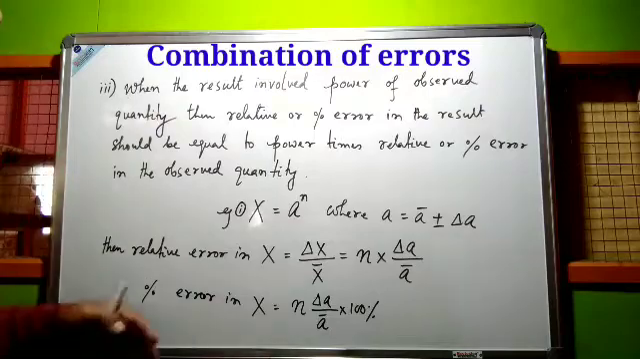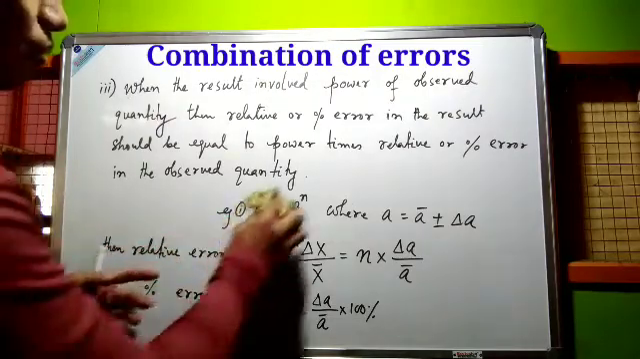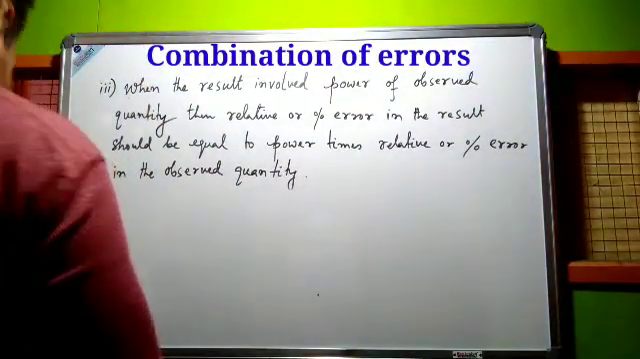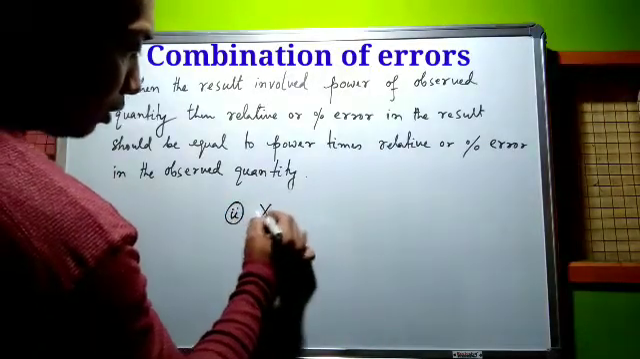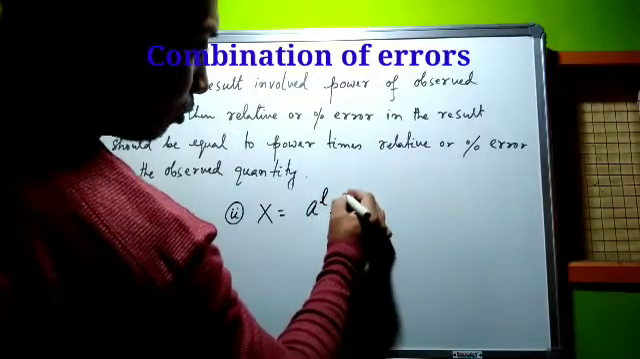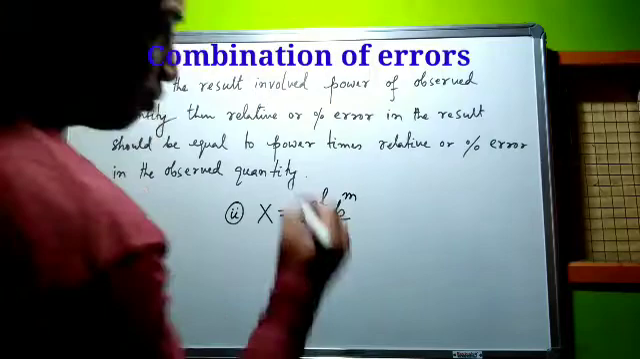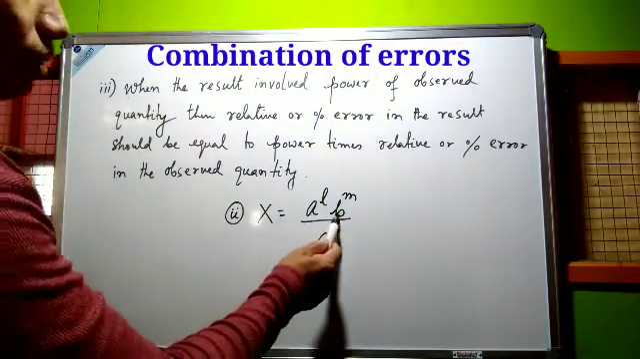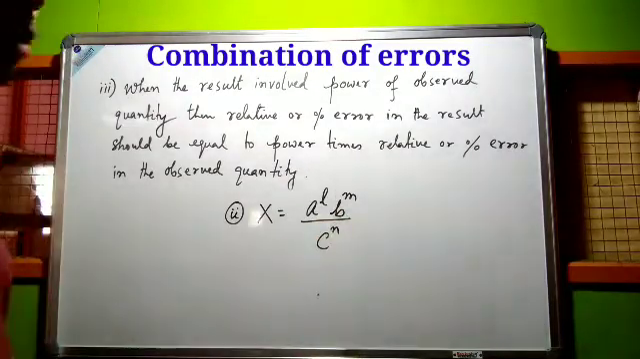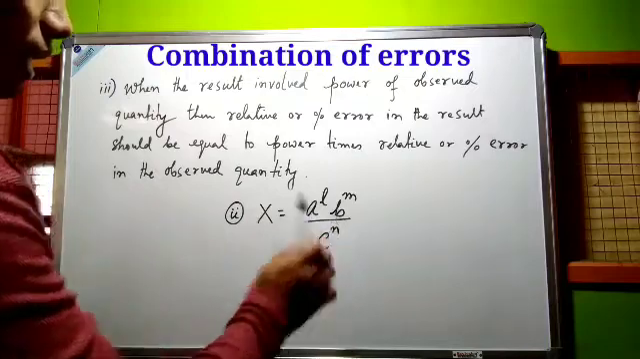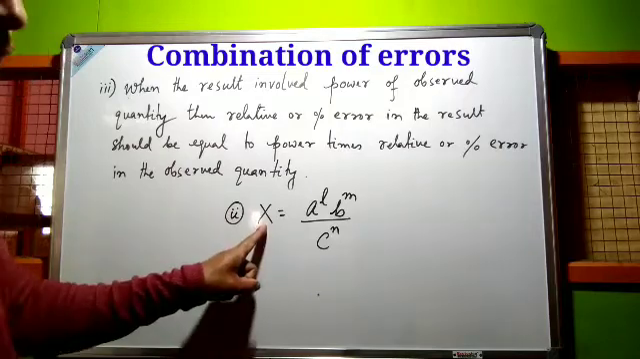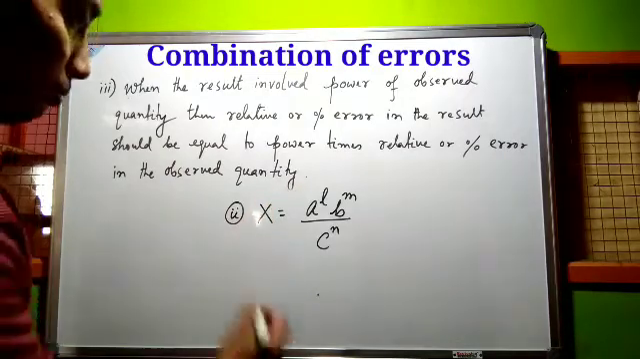Example number 2. Suppose the result involves powers of 2 or more observed quantities, say X equal to a to the power l, b to the power m, divided by c to the power n. Here small a, b and c represent 3 observed quantities, and l, m, n are the powers of small a, b and c respectively. What will be the relative or percentage error in the result X?